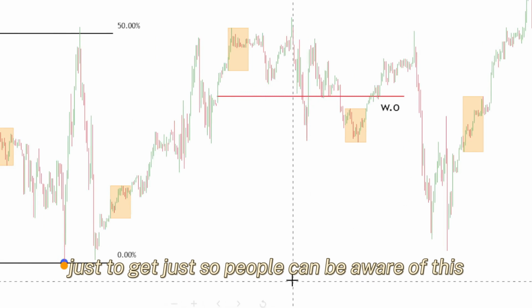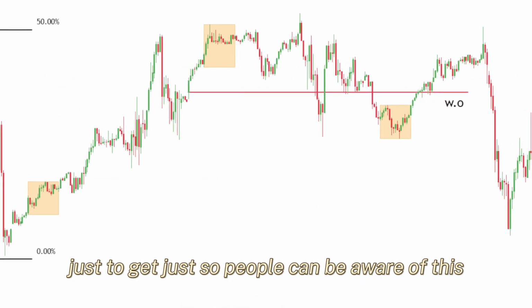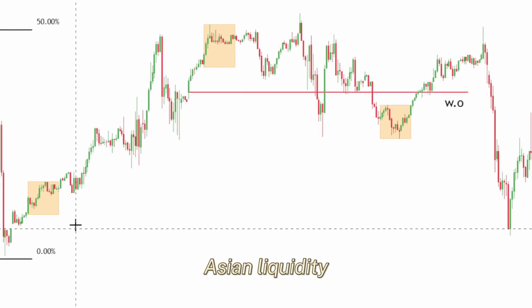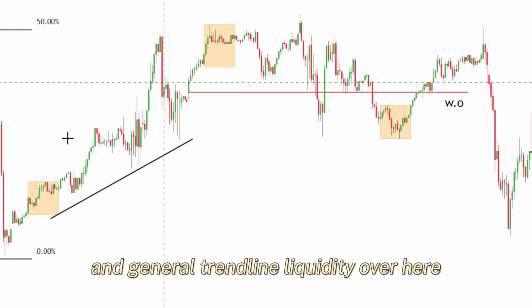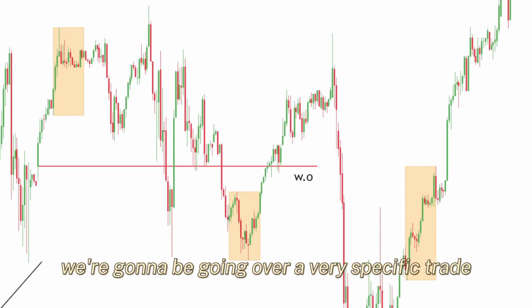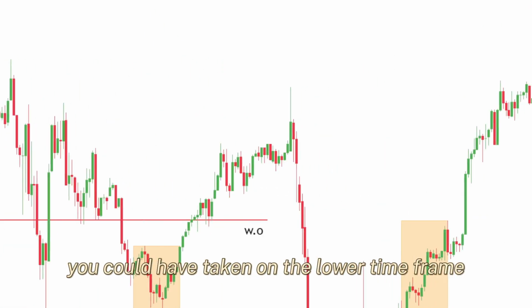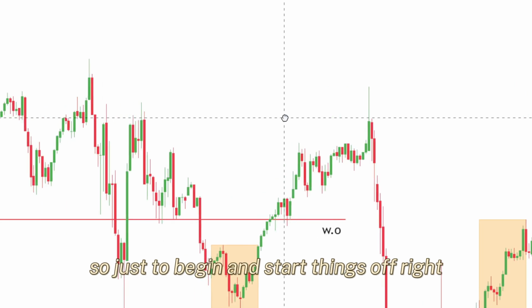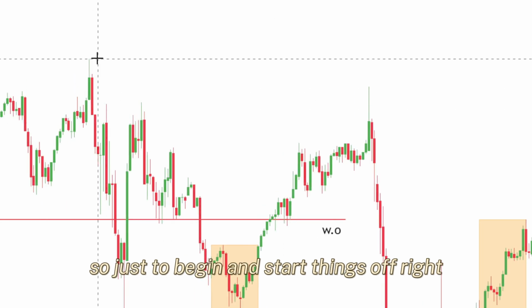In this case, just so people can be aware, we've had liquidity over here, Asian liquidity and general trendline liquidity over here. So notice how price came and swept all of that. And now from here, we're going to be going over a very specific trade you could have taken on the lower time frame.